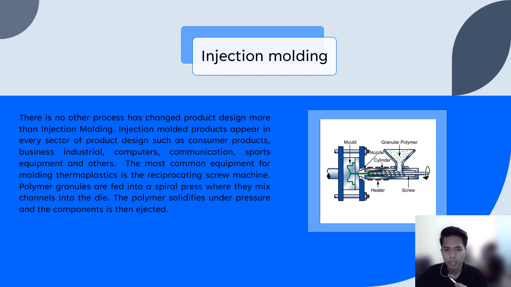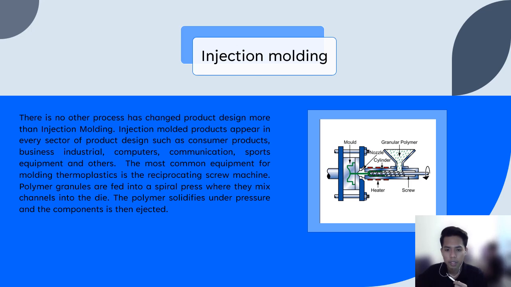Okay, for the first one, injection molding. There is no other process that has changed product design more than injection molding. Injection molded products appear in every sector of product design, such as consumer products, business, industrial, computers, communication, sports equipment, and others. The most common equipment for molding thermoplastics is the reciprocating screw machine.